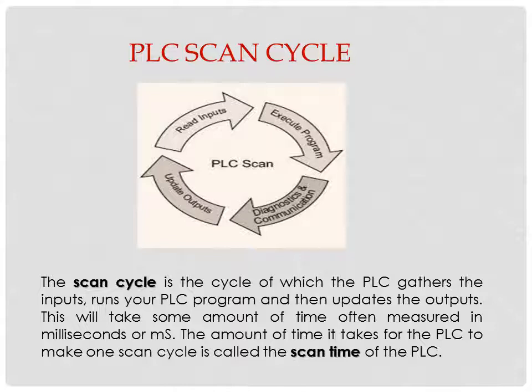PLC scan cycle. The PLC scan cycle consists of 4 steps: read inputs, then execute program, diagnostics and communication, and update outputs. So see, in the read inputs, the input from the input devices connected to the PLC will be read. Okay, then execute the program. It will execute the program, that is run the program.